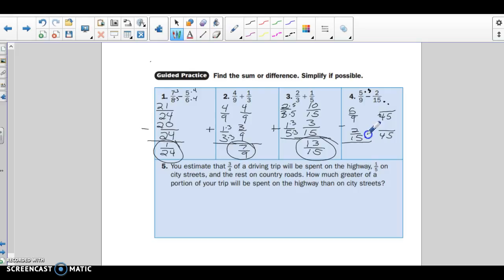Okay, so 15 times 3, 9 times 5. We have 25. 2 times 3 is 6. Okay, 25 take away 6 is 19/45.